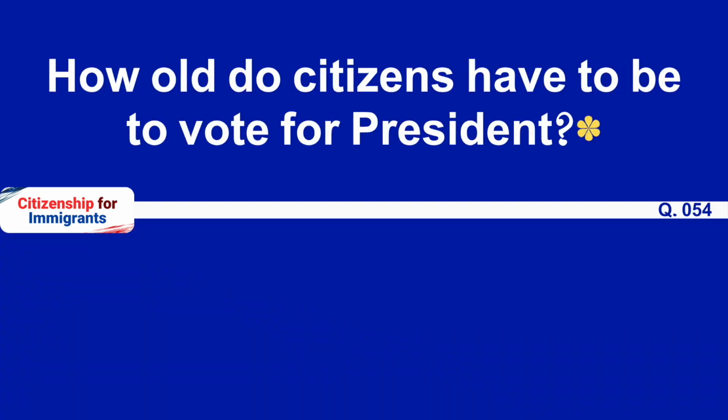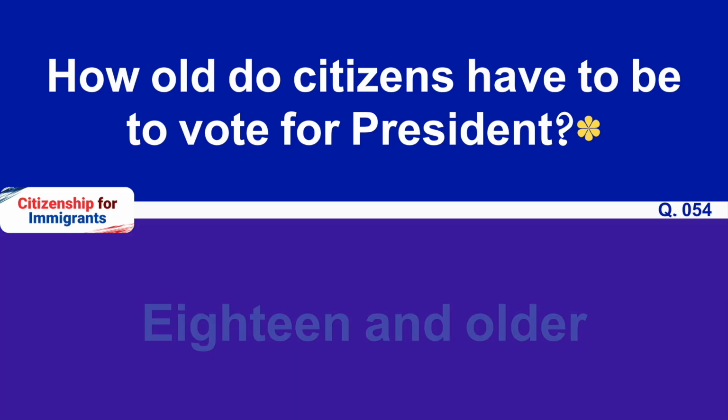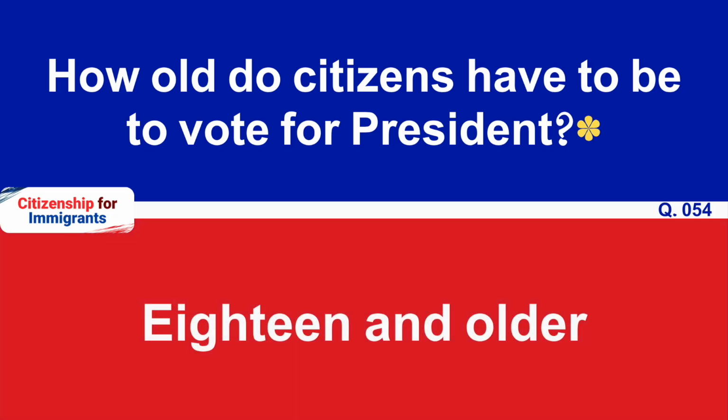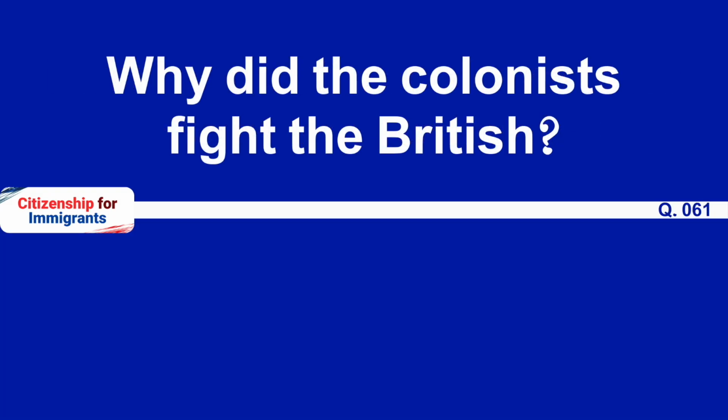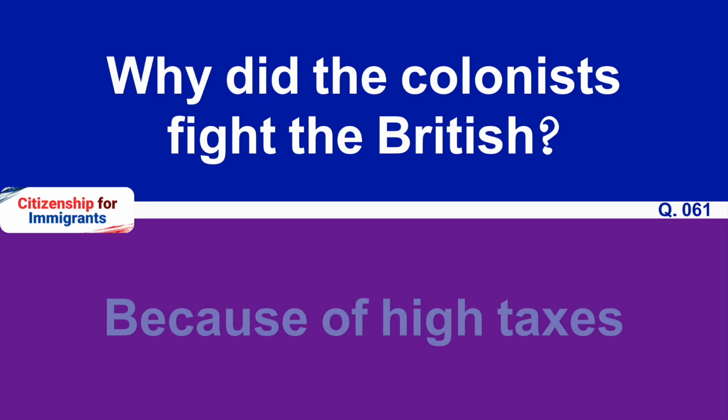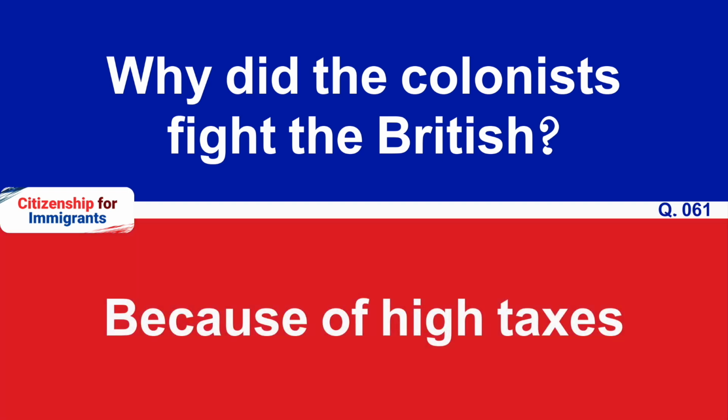How old do citizens have to be to vote for president? 18 and older. Why did the colonists fight the British? Because of high taxes.